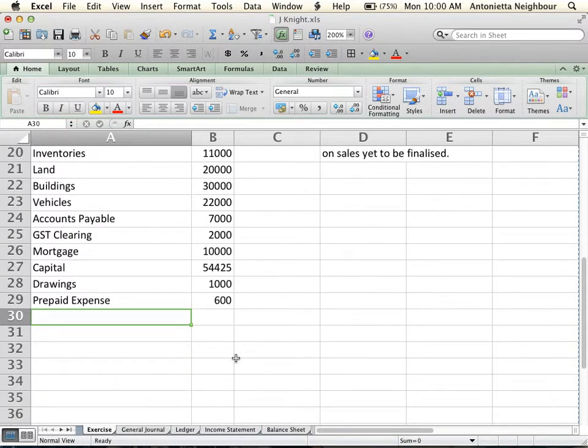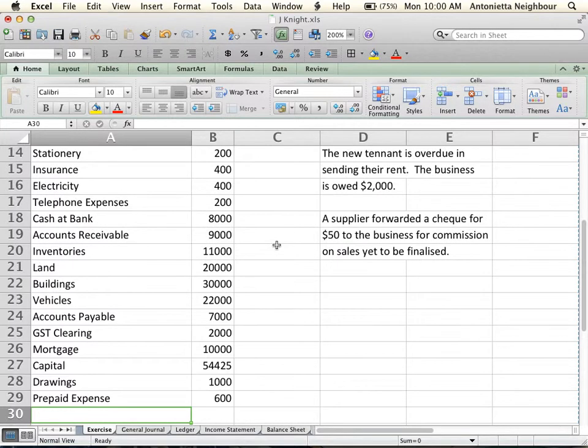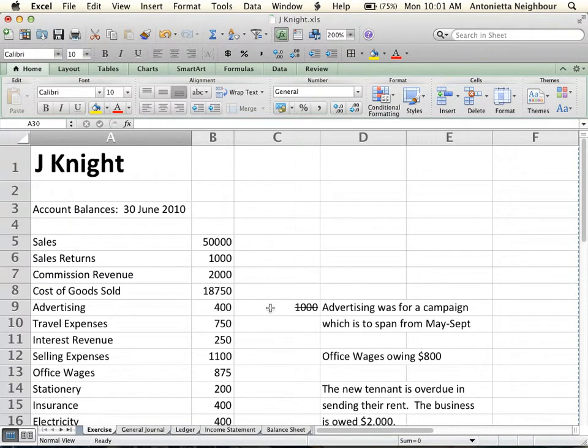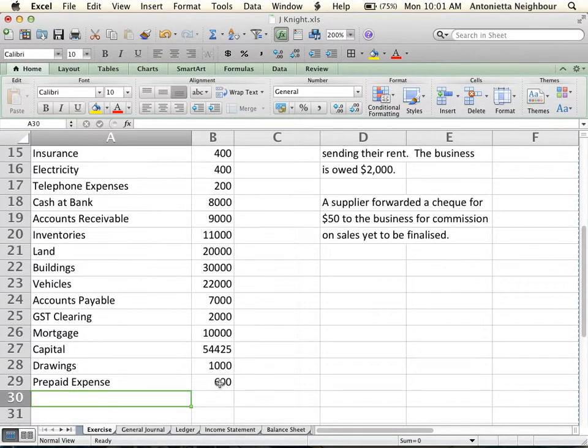Any questions? Okay, that's my first adjustment. Just 600, yeah. Well, that was the amount. We paid $1,000 in full at the beginning of May. That $1,000 represents 5 months worth of advertising. By June 30, we've only consumed 2 months worth, so that's 400. 600 has been prepaid. 600 belongs to the next accounting period. That's the amount which represents prepaid expenses.